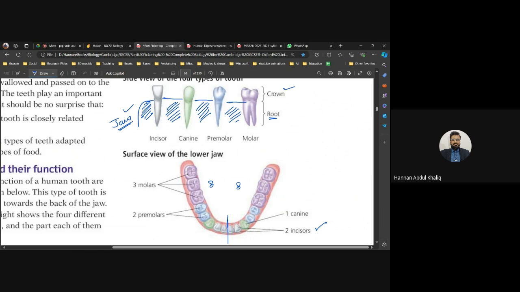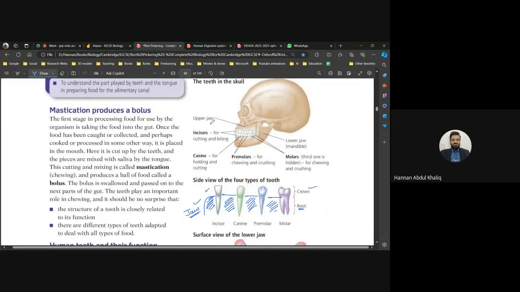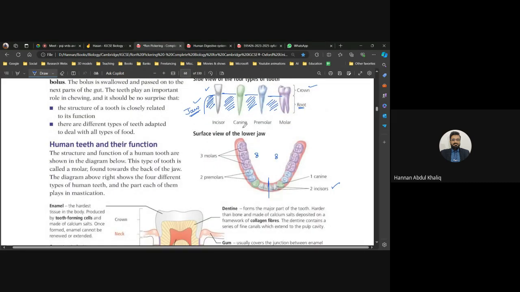So once we understand how different types of crowns appear, first of all, look at the incisors. Incisors are chisel shaped. This is an incisor, and incisors are basically for cutting and biting. They are the kind of teeth that help in separating a part of any particular food, any particular bite, from its source.